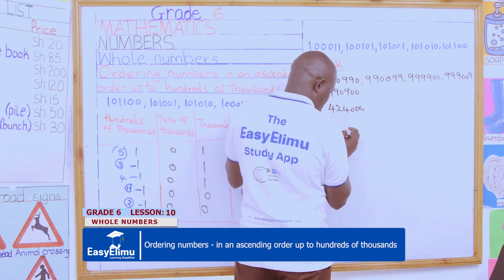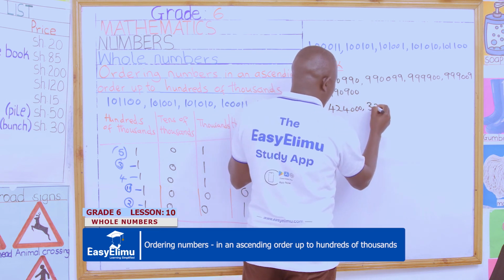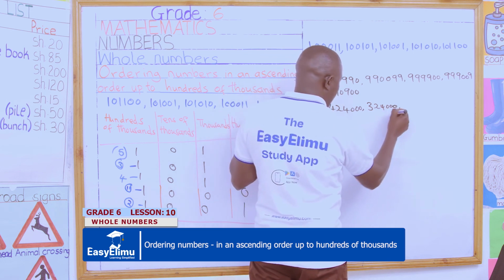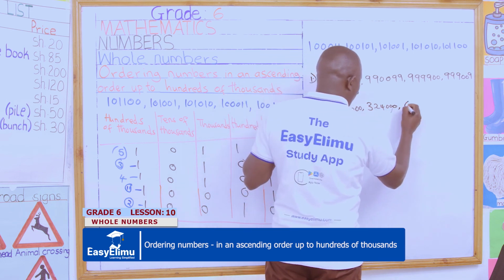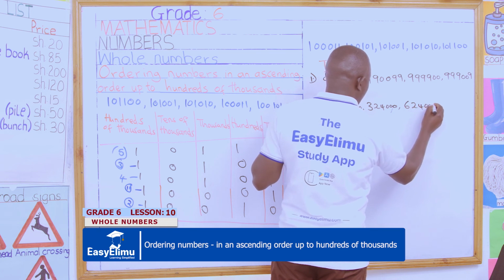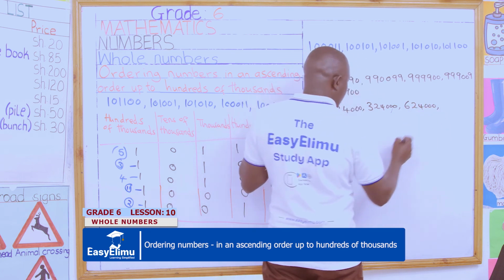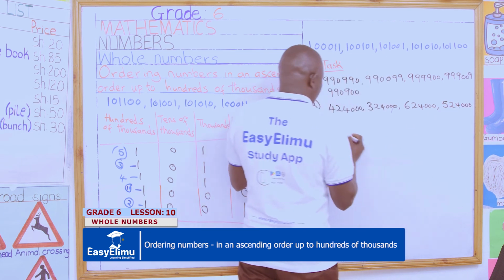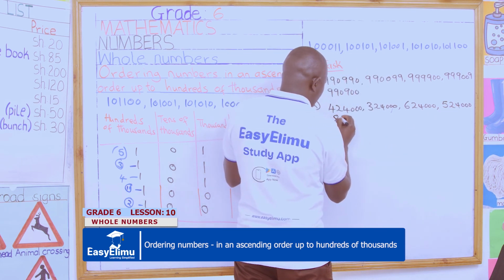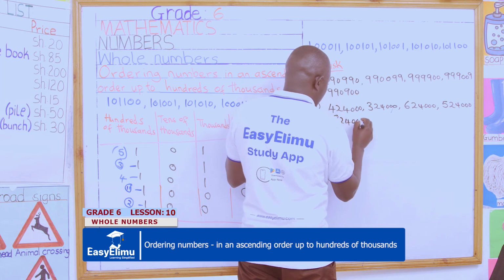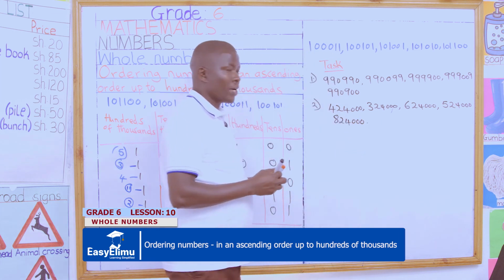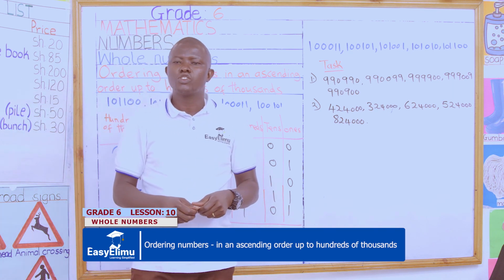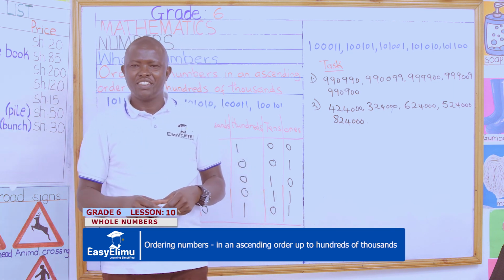And then the second task will be 42400. We also have 32400. We also have 62400. We also have 524000. And finally, we have 824000. Those are our two tasks. We arrange them from smallest to the largest. See you in the next lesson.